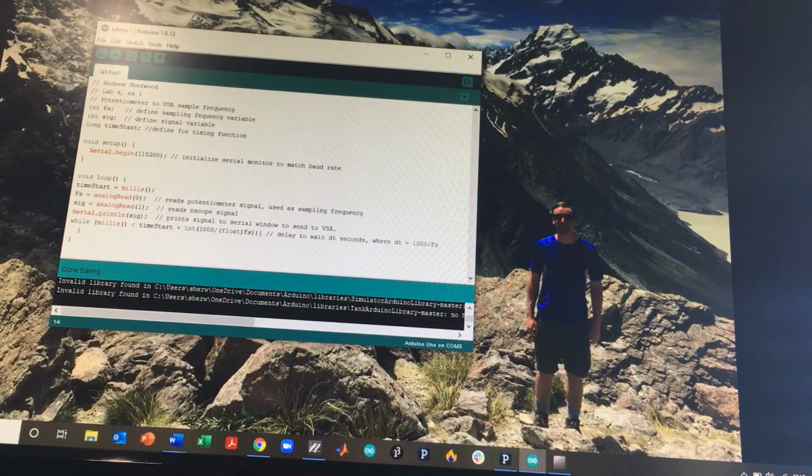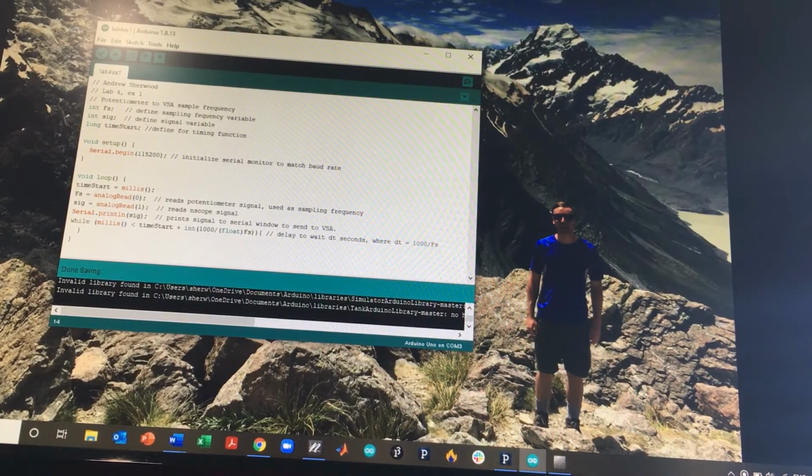Here's my Arduino code for the first example. As you can see, I've defined my serial monitor to initialize at the baud rate that matches the input to the VSA. I use a time start variable and millis in a while loop to create a delay that lasts the correct number of seconds each loop.